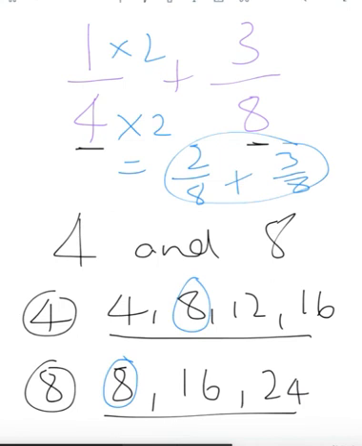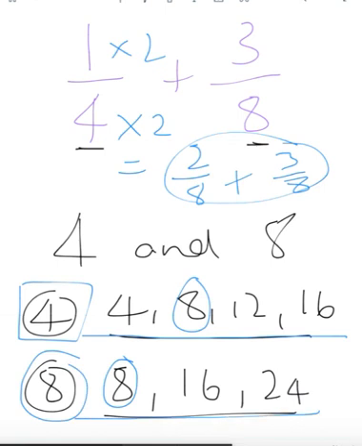But the trick is, first write down your number, write down some multiples, and the same thing for the 8, and you keep going until you see a common one. And with this one, it happened to be 8. So that was pretty easy.